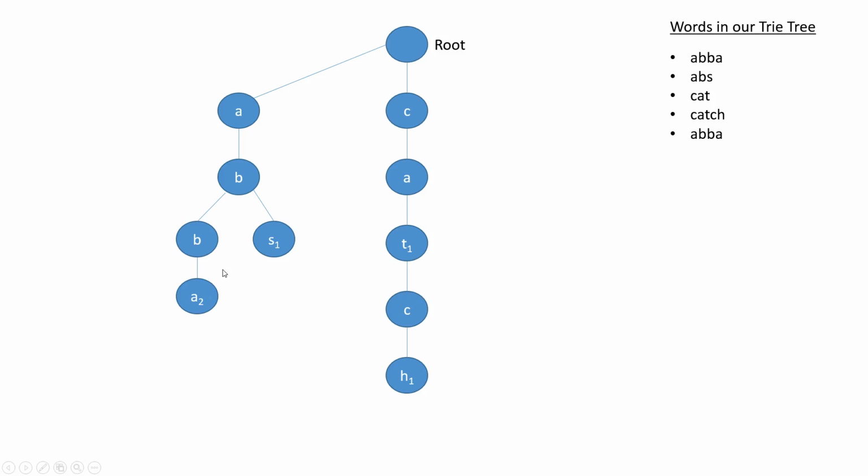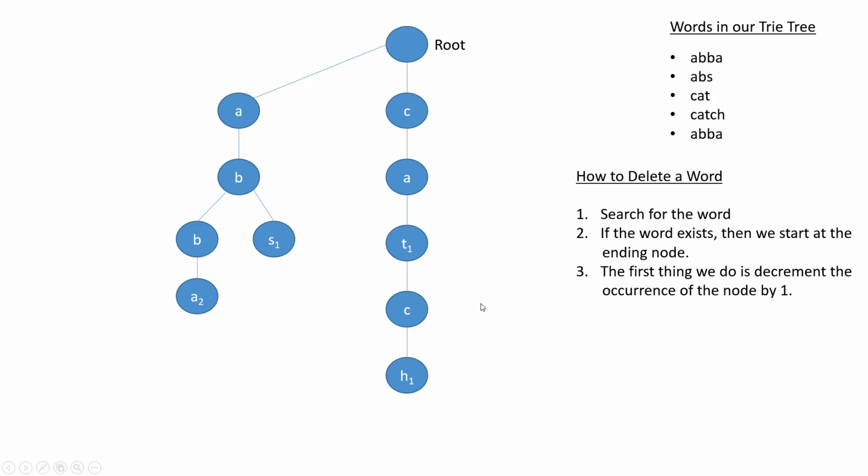Alright, so this is what we created last time at the very beginning of the last episode. We made a tri, we inserted these 5 words, ABBA is in there twice. So now we're going to talk about how to delete from the tri. The first thing we're going to do is search for the word. We have to make sure the word exists.